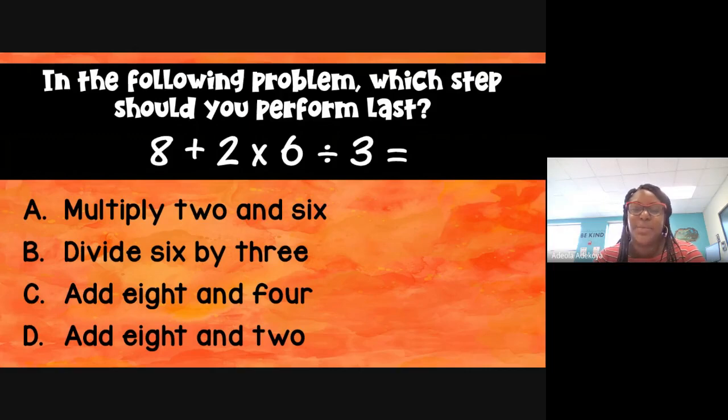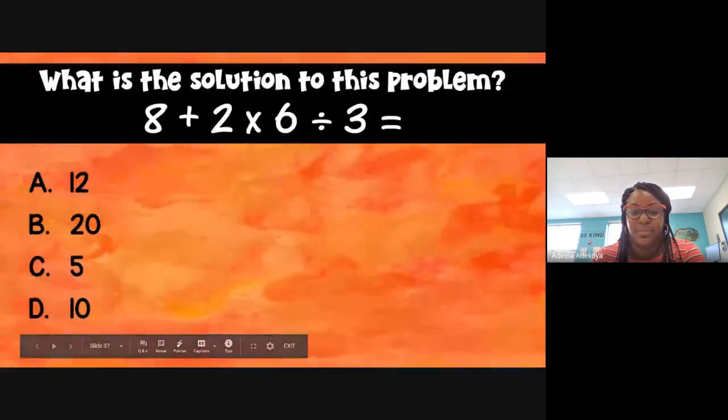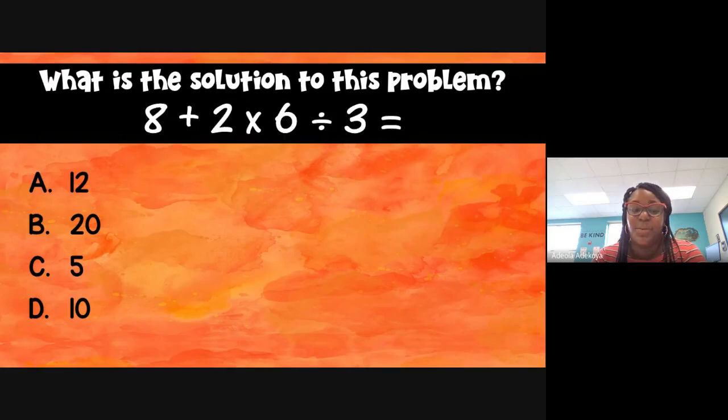In order to help me with this, I want to go ahead and do my first performance. There are no groupings, no parentheses, there's no exponent. So the next will be multiplication and division, going from left to right. The first thing I'm going to do is multiply 2 times 6, which is 12. And I'll divide that by 3, which will give me 4. And then I'm going to add that to my 8. So it'll be 8 plus 4. So that would be C, add 8 and 4. And then what would the answer be? 12. 8 plus 4 is 12.